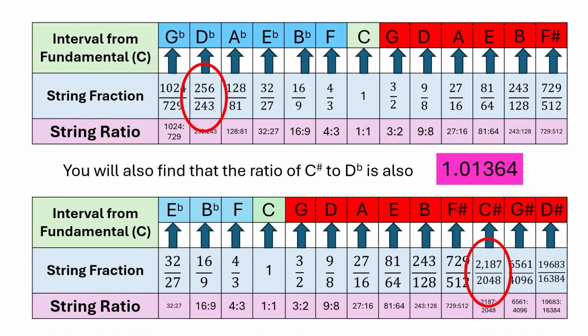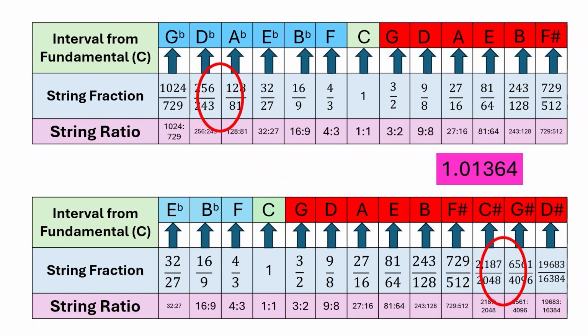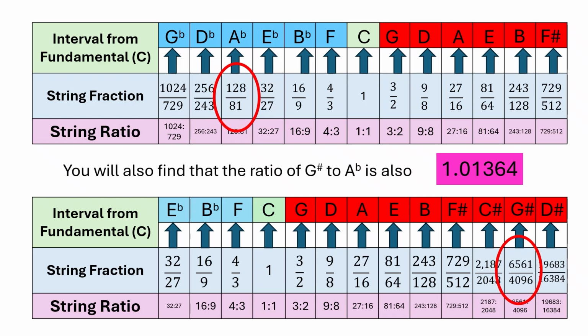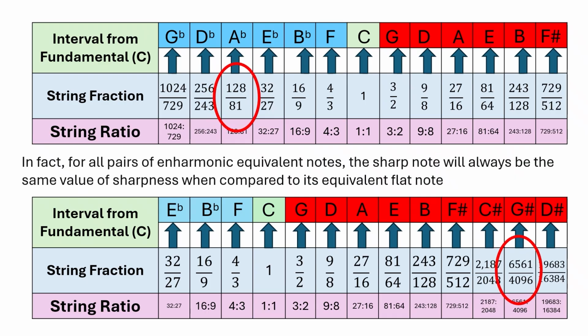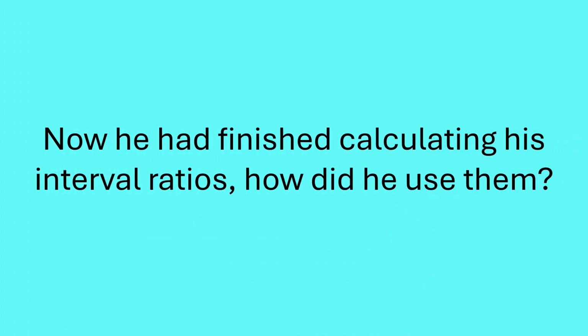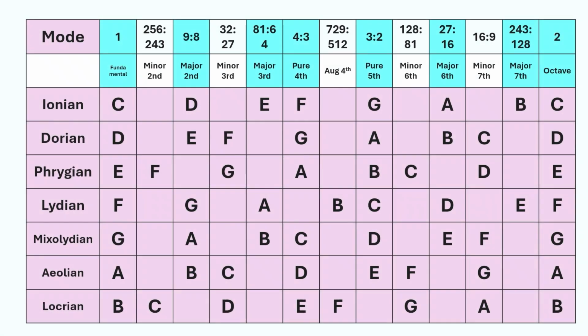In fact, you'll also find that the ratio of C sharp to D flat is also 1.01364, as is the ratio of G sharp to A flat. In fact, for all pairs of enharmonic equivalent notes, the sharp note will always be the same value of sharpness when compared to its equivalent flat note. So now he had finished calculating his interval ratios, let's find out how he used them. And this is the best bit and what all the hard work has been for.